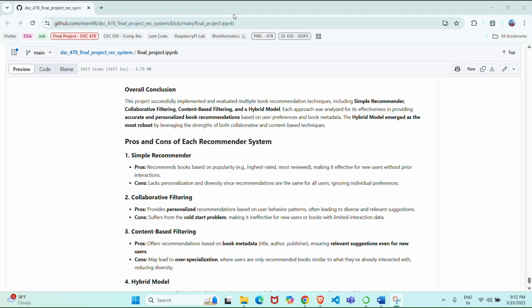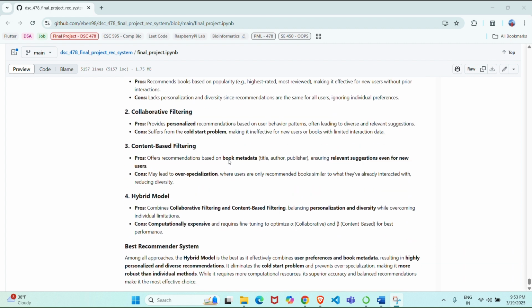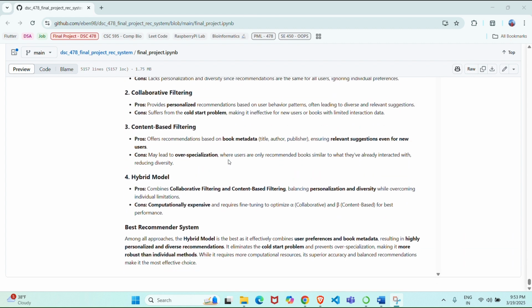Overall conclusion, we implemented 4 types of recommender systems: simple recommender, collaborative filtering, content based filtering and hybrid model. And out of all these 4, hybrid emerged as the best one, as it was leveraging the strengths of both collaborative and content based, and each recommender system had its own drawbacks, and hybrid was able to overcome a few of those. So from this project we believe the hybrid model is the best model among these 4 models.